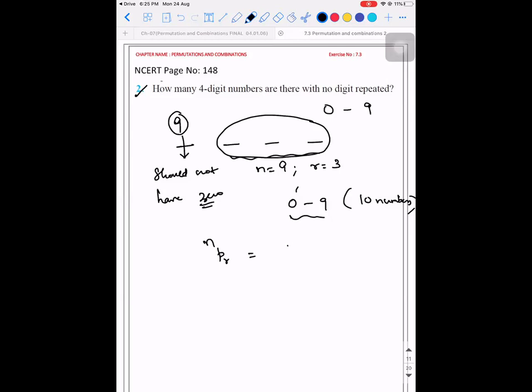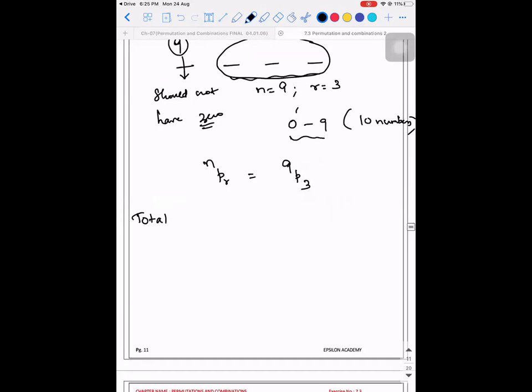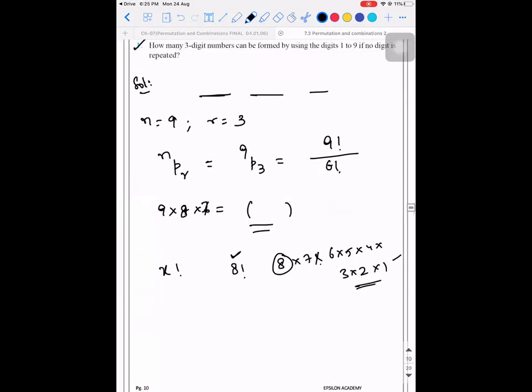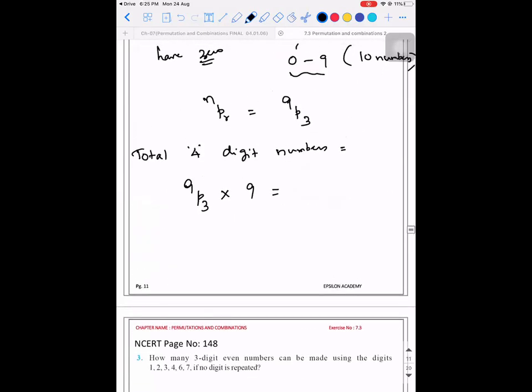So these 3 digits can be formed in nPr ways, that is 9P3 ways. And the first blank space can be filled in 9 ways. So what are the total 4-digit numbers possible? 9P3 into 9. 9P3 is similar to the previous problem. Whatever answer you got in the previous problem, you should multiply that value with 9. That will give you the answer.